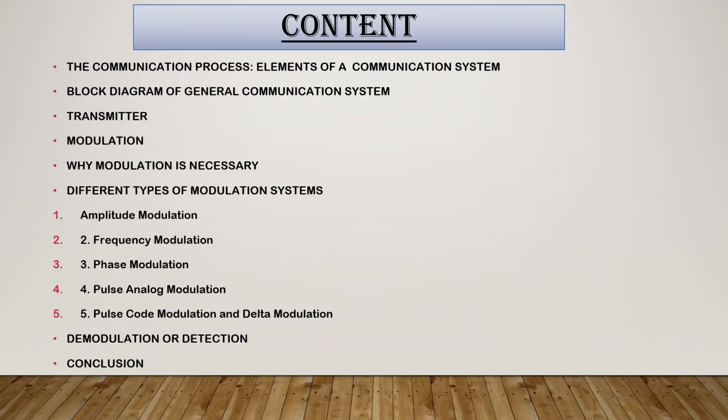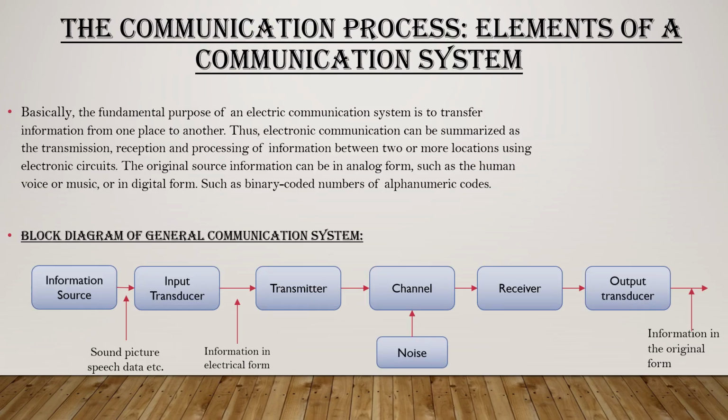Now, here in analog communication, the topic modulation primarily consists of these types of things: the communication process, block diagram of general communication system, transmitter, modulation, why modulation is necessary, different types of modulation system, demodulation or detection, and conclusion finally. Now, here in the communication process, the elements of a communication system.